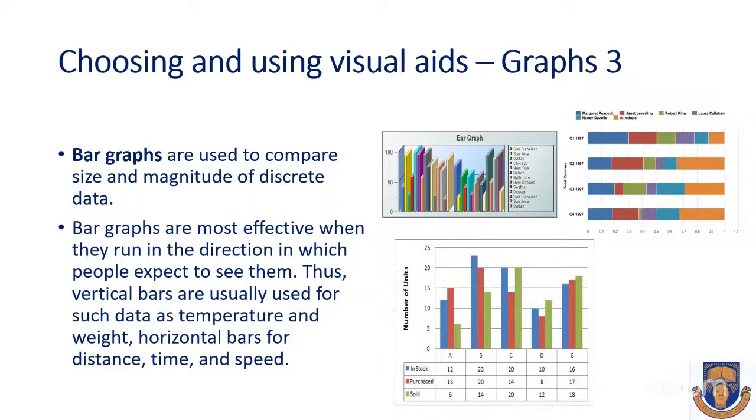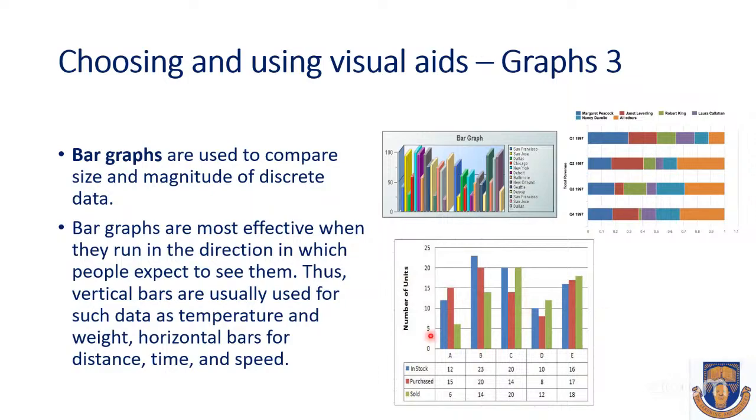So let me just quickly read this. Bar graphs are most effective when they run in the direction in which people expect to see them. So your bar graphs could either be vertical or horizontal. To explain this second point, for things like time and speed, you expect to see it horizontally. So you could use horizontal bars for something like speed or distance, okay? So these are horizontal bars. Then this one below here, these are vertical bars.